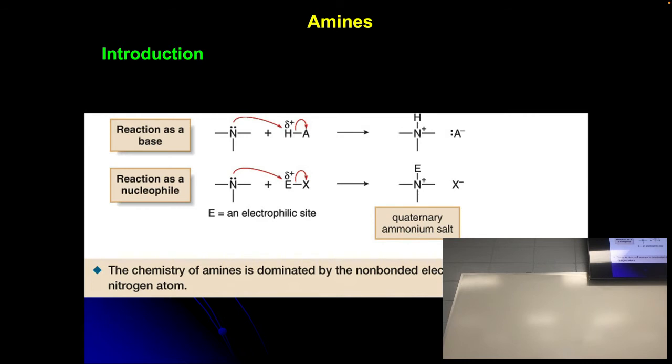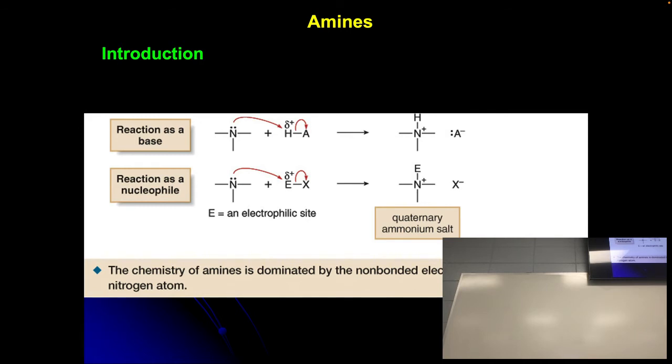So if I take an amine and I react it with an acid like H2SO4 or HCl, it's going to protonate the amine and I end up with what we call an ammonium salt. I no longer call that an amine. Why? Well, it doesn't have a lone pair on nitrogen anymore, does it? And the nitrogen is positively charged. It's a different functional group. This is called a quaternary ammonium salt in both cases.